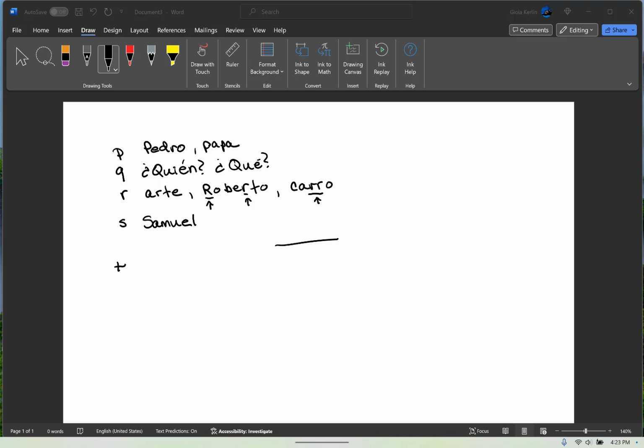After ese, we have te, which sounds like ta. That's pretty easy. Tomás, for example. Tomás. Tortuga. So that's a ta sound. U, as we mentioned when we were talking about vowels, sounds like U, Uruguay.